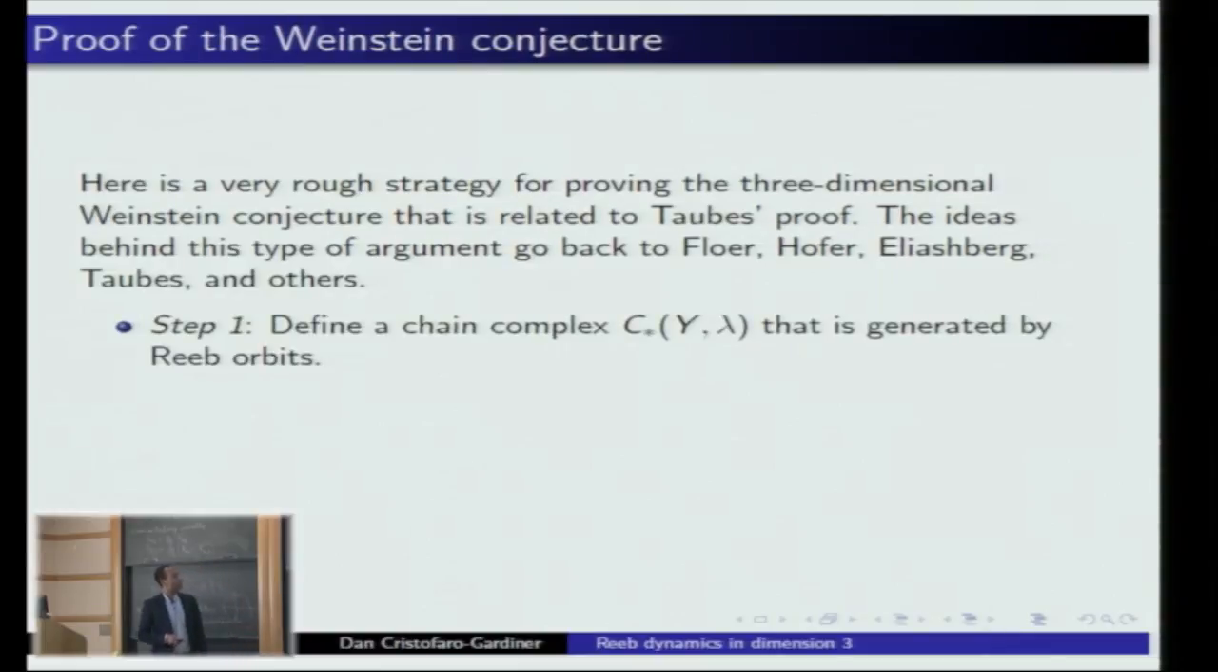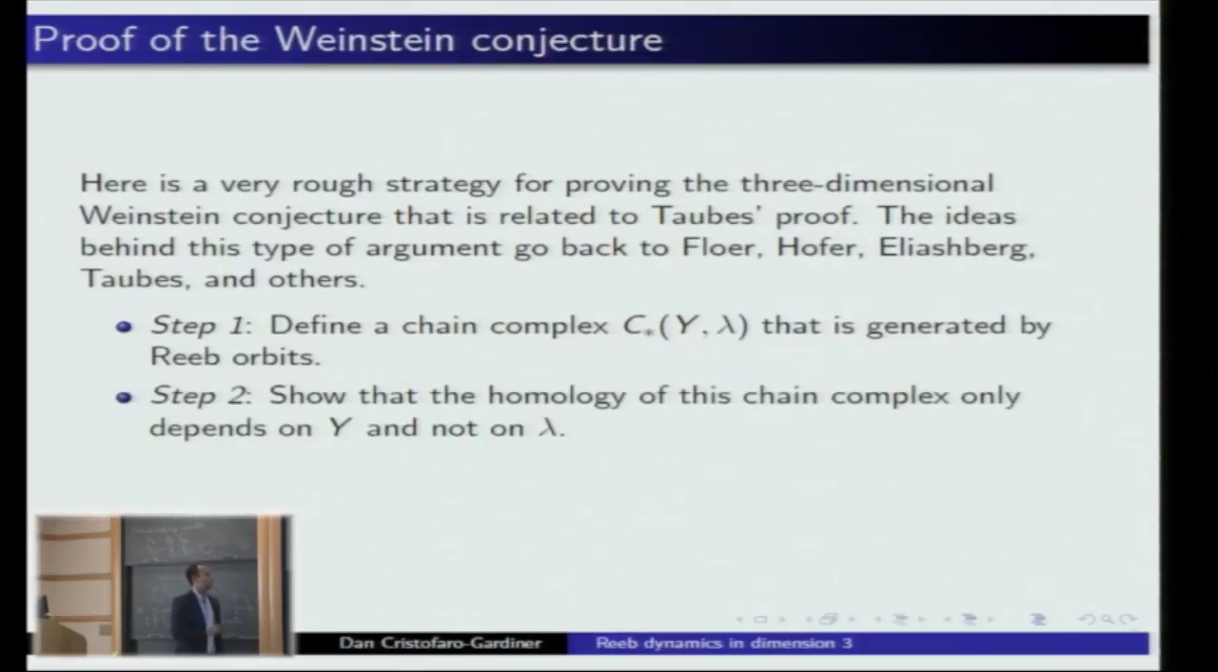First, we're going to try to define a chain complex that's generated by Reeb orbits. Again, remember, to define the Reeb vector field, we need a contact form. That's sort of important. We have lots of different contact forms, and they all define different Reeb vector fields. So we're going to pick a contact form, and define a chain complex that's generated by Reeb orbits. That's Step 1. Step 2 is that we're going to pick our chain complex so that the homology of this chain complex is an invariant, that it only depends on the 3-manifold and not on the contact form.